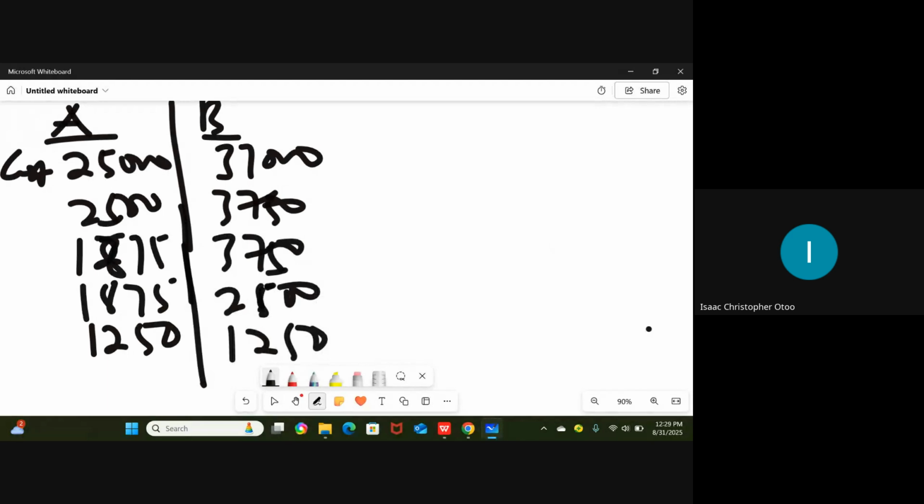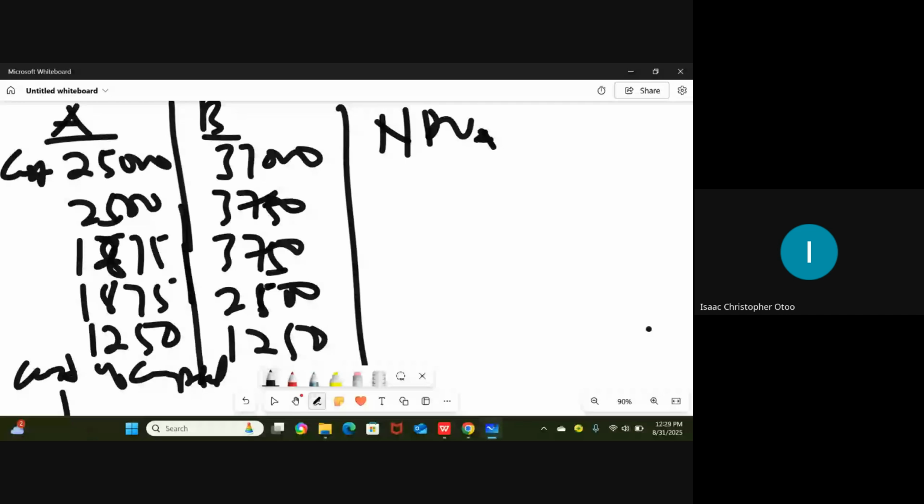Okay, let's assume they are all 4 years. So the initial one is the cost, and then the benefit that we are expected to get. If you are to calculate the NPV for project A for 4 years, let's assume the cost of capital is 12%. I hope you are following the argument.